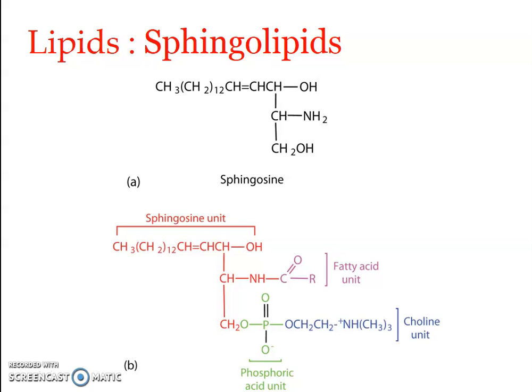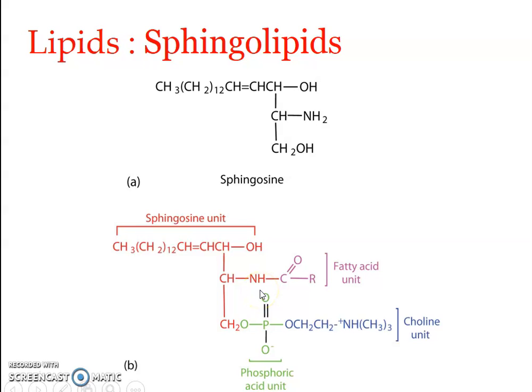A fatty acid is esterified with the alcohol group, along with a phosphate molecule and some other molecule. So they are conjugated lipids with an alcohol group, a fatty acid molecule, phosphoric acid, and some other compound. But unlike the phosphoglycerides or glycerophosphates, where you have glycerol as the alcohol, in sphingolipids they have sphingosine as the alcohol molecule.